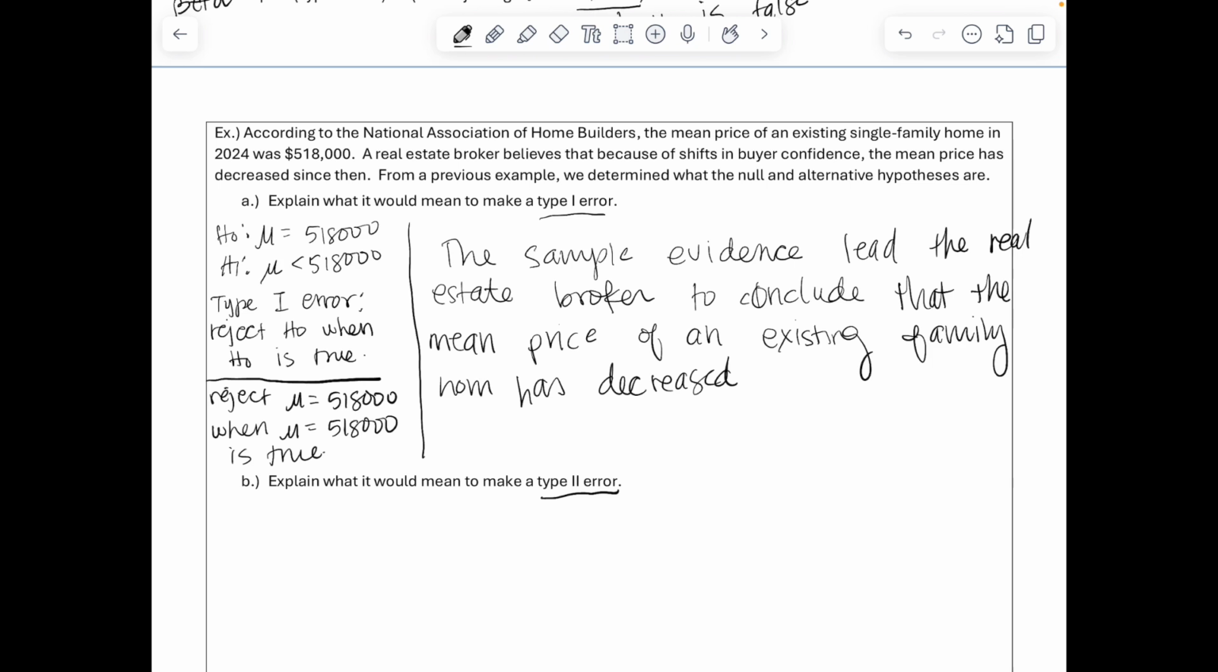So we rejected that null because we rejected our null. That means that we actually went with our alternative. So decreased when, in fact, it has not decreased. Another thing to know here is that we're saying it has not decreased. You could say that it has stayed at 518,000 is another way to word this, but we cannot say that it increased since we did not test that.